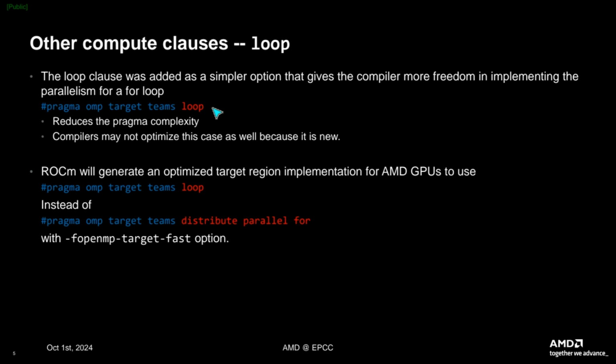So the compilers may not optimize this case as well as you'd like because it is fairly new. ROCm will generate an optimized target region implementation for AMD GPUs to use the pragma OMP target teams loop instead of a pragma OMP target teams distribute parallel for that we talked about in the previous slide. And you can get this with the -fopenmp-target-fast option. So this is a compiler flag that will let you shorten those pragma instances for AMD GPUs.